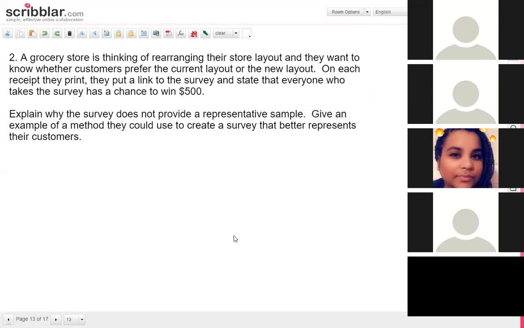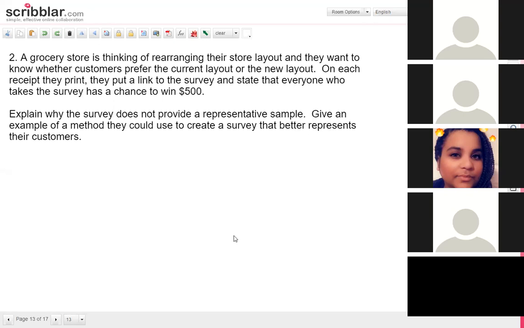So next example: a grocery store is thinking of rearranging their store layout and they want to know whether customers prefer the current layout or the new layout. On each receipt they print, they put a link to the survey and state that everyone who takes the survey has a chance to win $500. Explain why this survey does not provide a representative sample. Give an example of a method they could use to create a survey that better represents their customers.